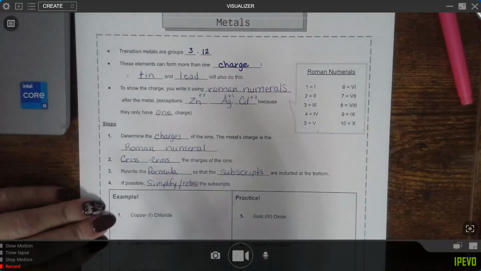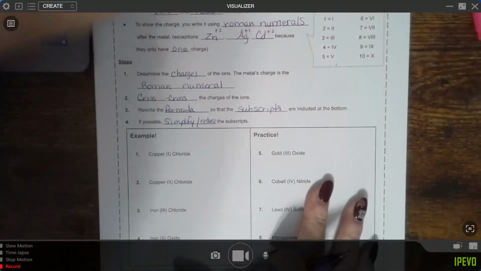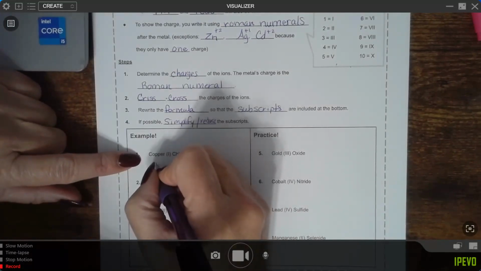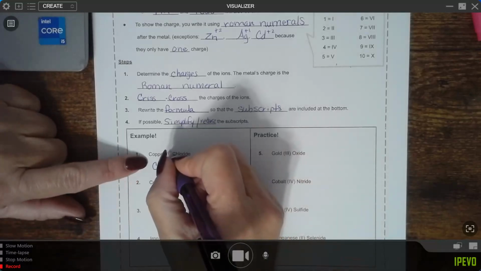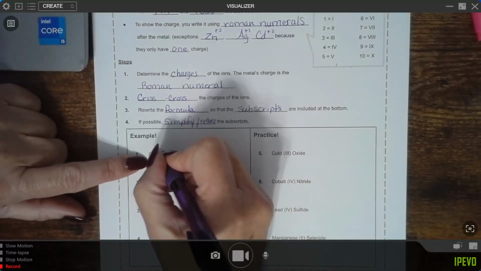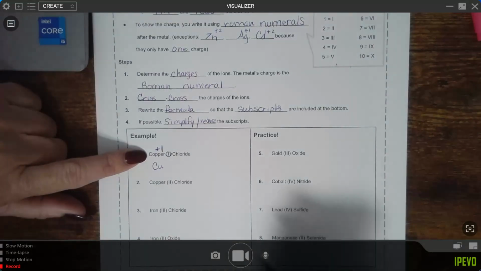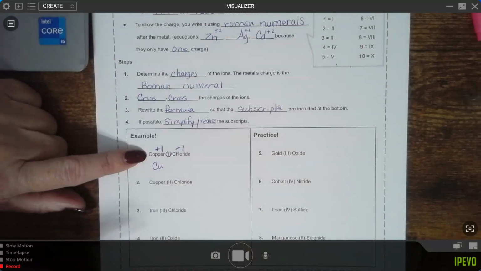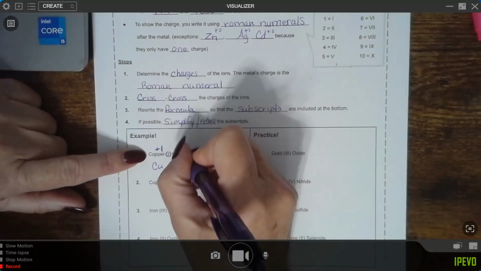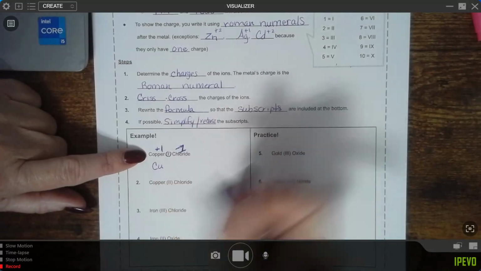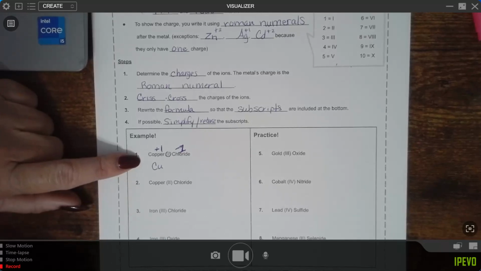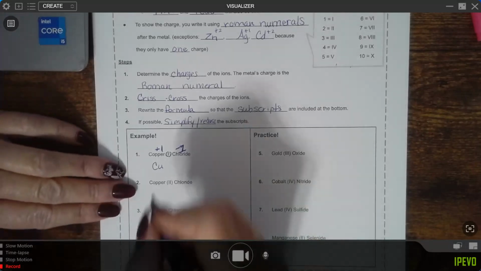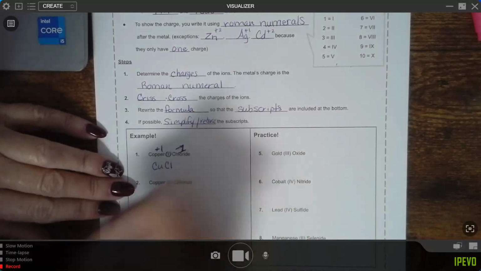Let's look at some examples. Our first example is copper(I) chloride. The symbol for copper is Cu. The Roman numeral 1 tells me that the charge on copper is +1. Chloride is in group 17, so the charge on chloride is not -7, it's going to be -1. We don't have to crisscross those, they cancel out, so our formula is just going to be CuCl.